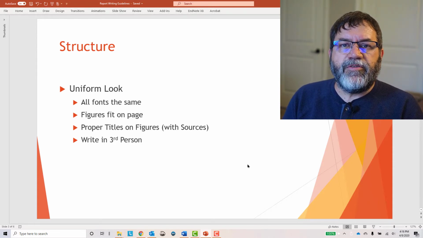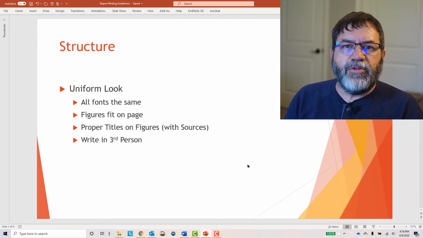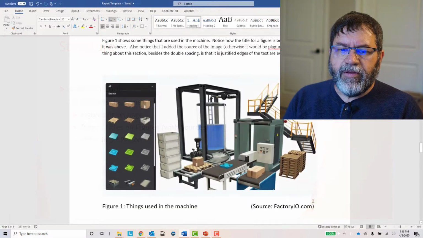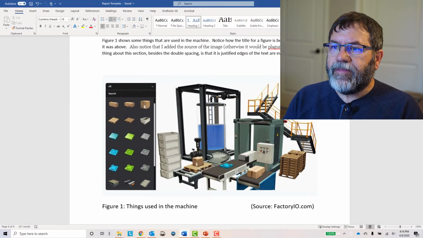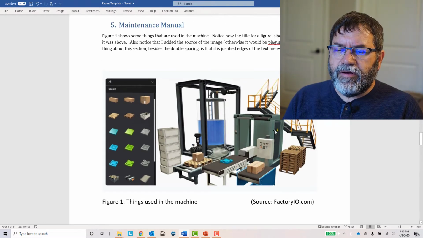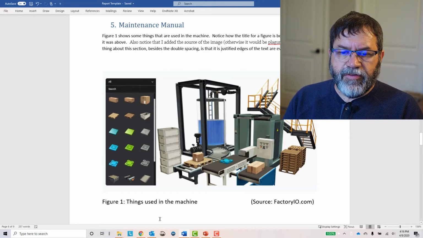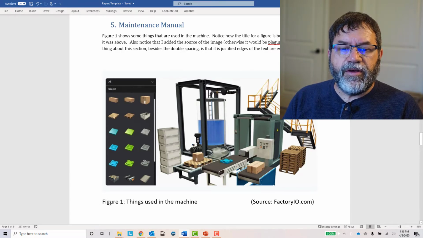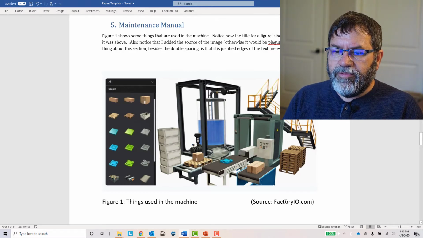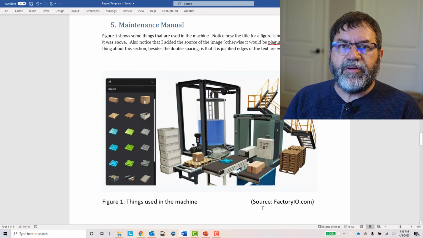Next, you have to have proper titles with your figures. When it's a figure, the title goes below it, and it'll say something like Figure 1 colon, a graph of something. So here's an example of a figure. I've copied this from the internet, so it's not my work, and I have to give credit to who owns it. Down here I've got the title, Figure 1, capital F, with a colon, and then I give it a title, things used in the machine. Over here I've said what my source is for this figure. It's not my image, I didn't create it, so I can't just use it without giving credit. If I do, that's plagiarism.